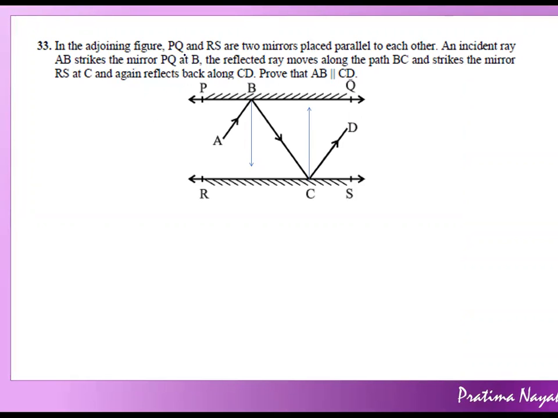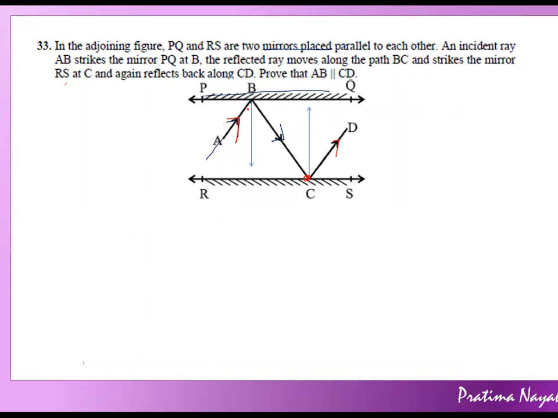Next, this is 3 marks last question. In this adjoint figure, PQ and RS are the 2 mirrors. These are the 2 mirrors placed parallel to each other. AB is an incident ray. You've read in physics, science. It strikes the mirror at B. Its reflected ray moves along the path BC. This is the reflected ray. Again it strikes the mirror RS at C and reflects back to D. You have to prove that AB is parallel to CD.